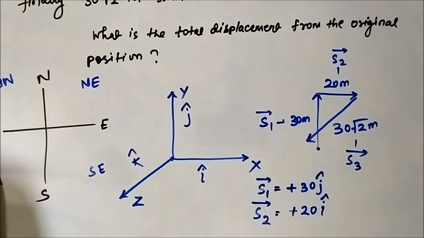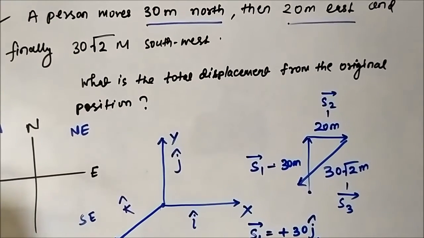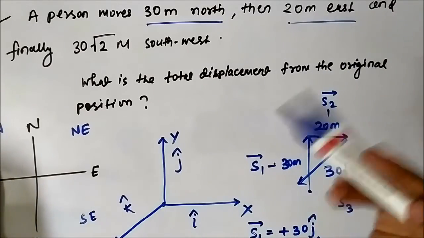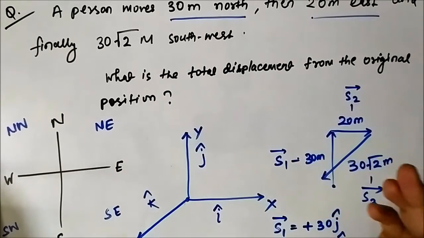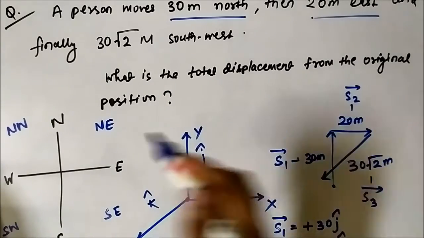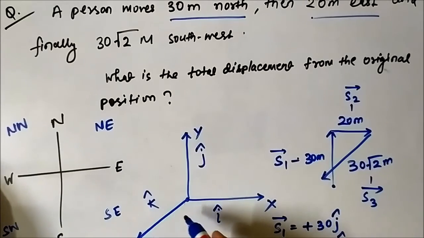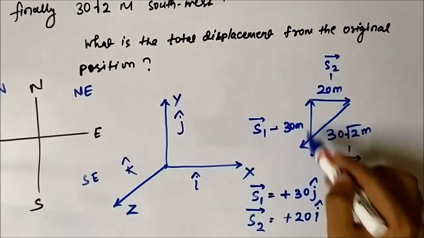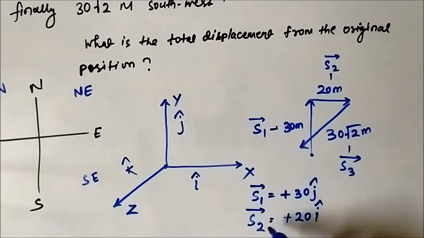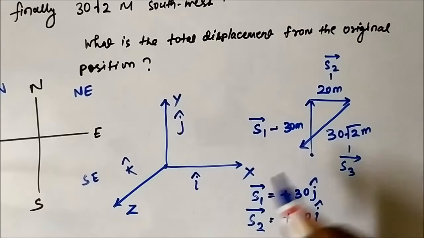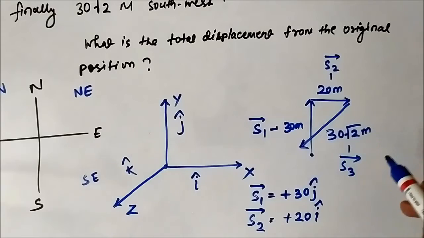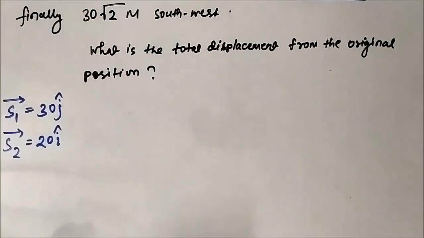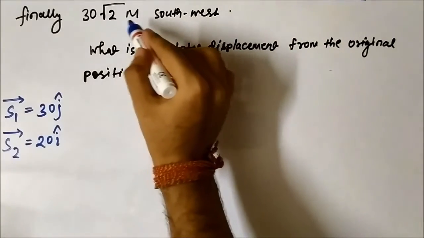If it had been mentioned in the question that the person moved 20 meters west, then that would mean 20 units in the negative x axis direction, and it would have been minus 20 i. So we have got the two vectors: S1 vector is plus 30 j, S2 vector is plus 20 i. Now comes this part, 30 root 2 meters along southwest.